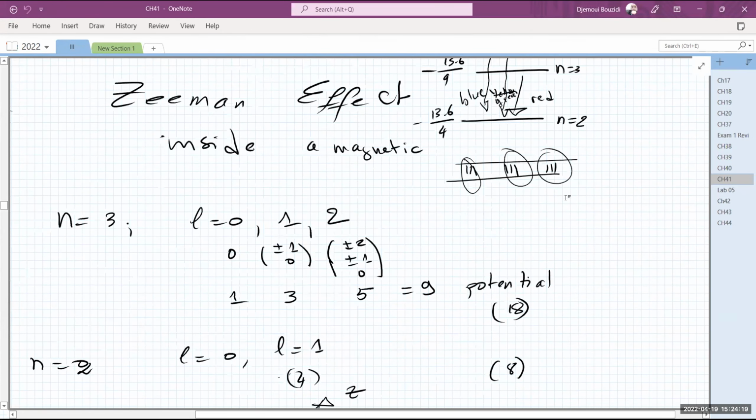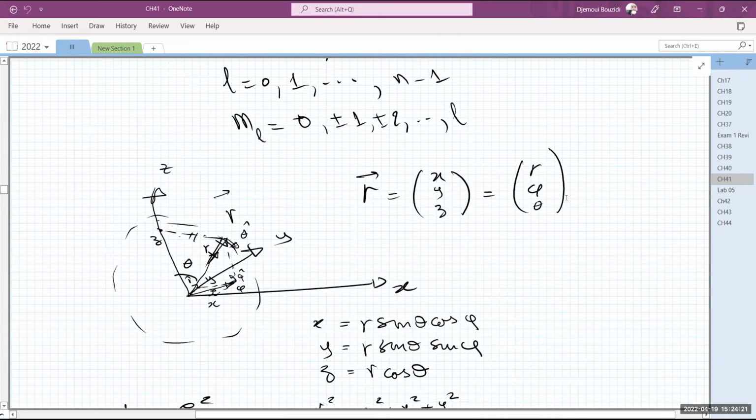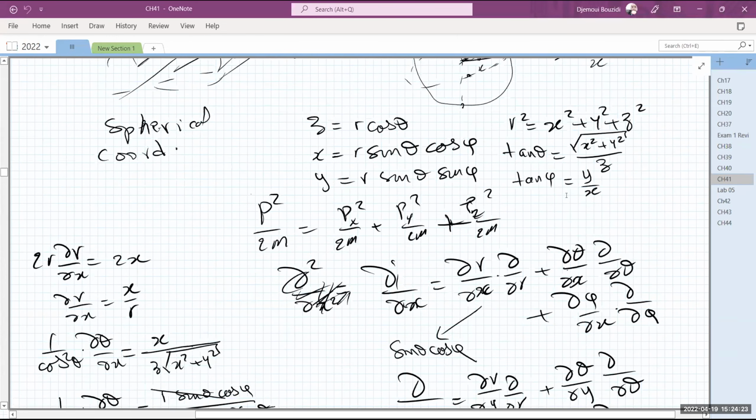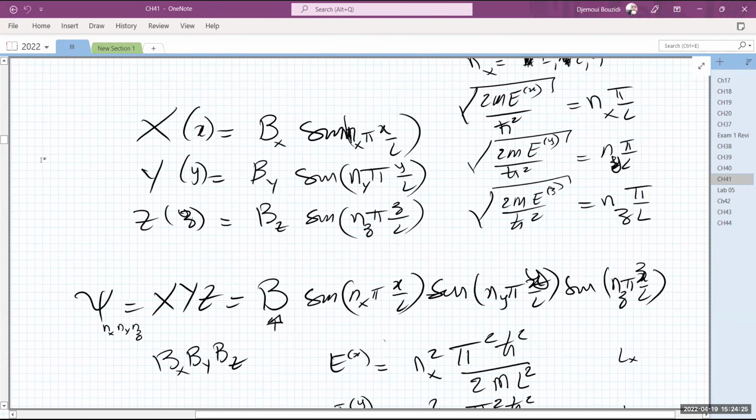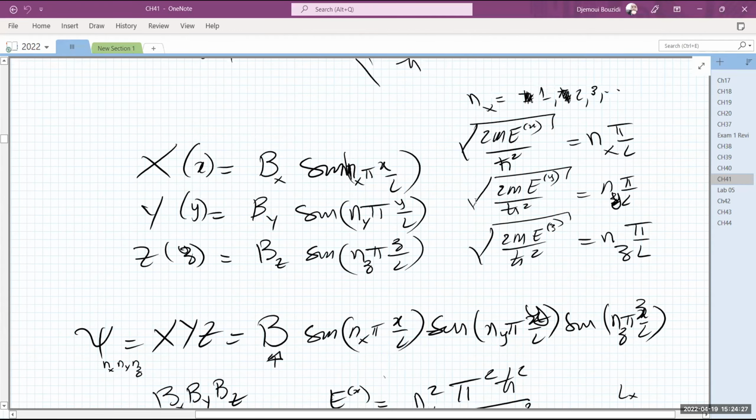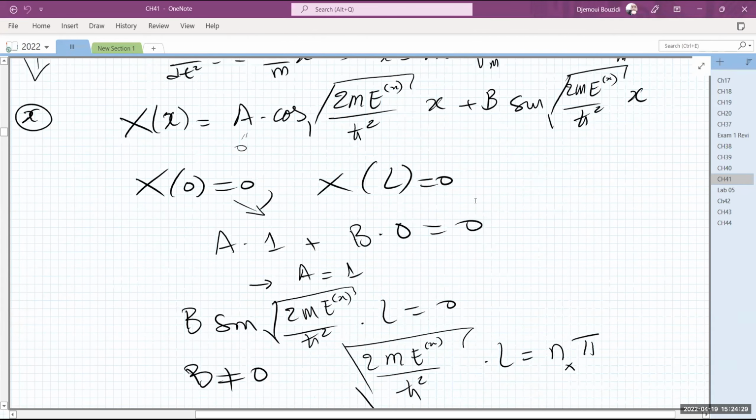Where is the... This is the beginning of the unit. Yeah, here it is. Actually, I look at it right now.